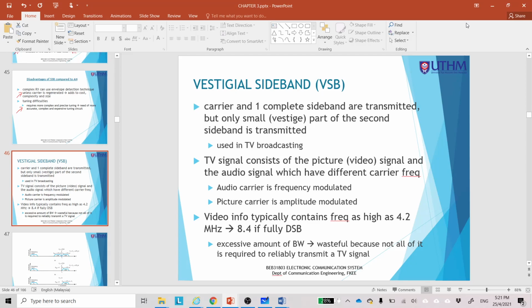So I will continue with our lecture sessions. Okay. So last week we have learned about amplitude modulations. We have stopped up to this topic, which is the vestigial sideband, VSB.